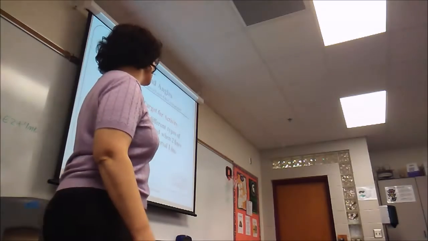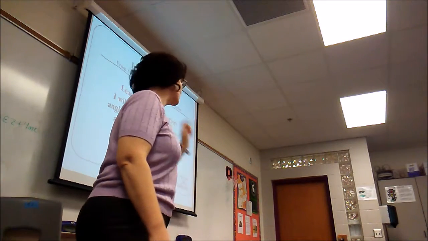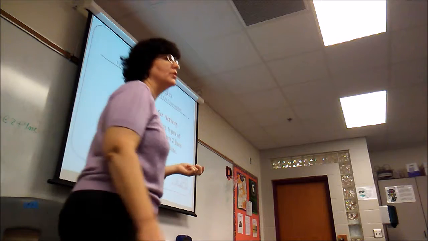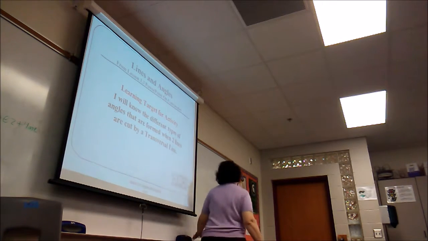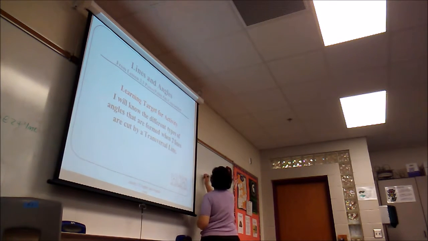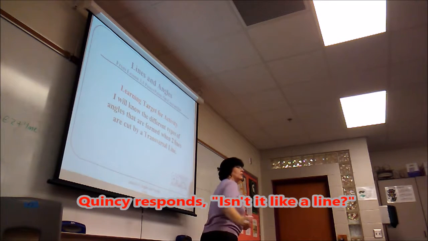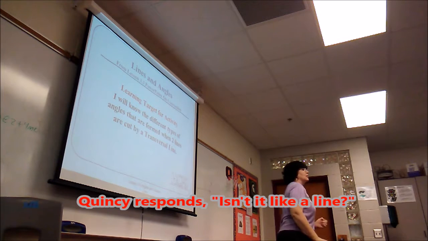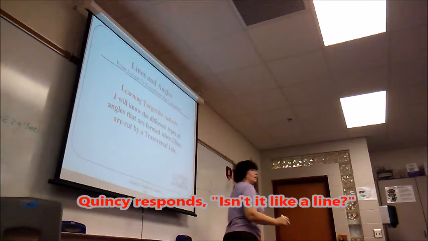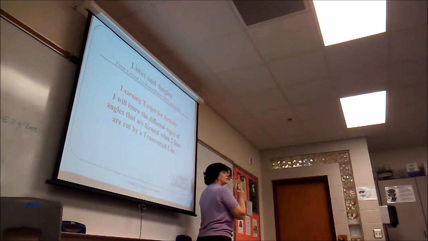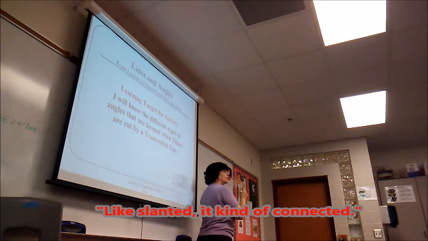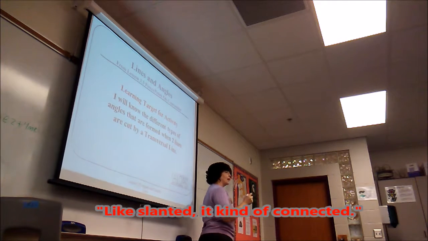Be able to know the different types of angles that are formed when two lines are cut by a transversal. So if I put two lines up here, what do you think cut by a transversal means? Is there like a line? Okay, a line, where would I draw it? Like kind of connects. Okay, expand on that.